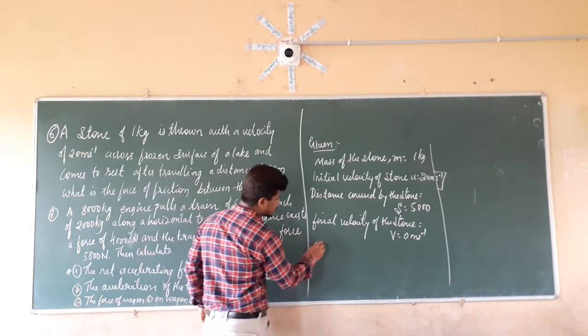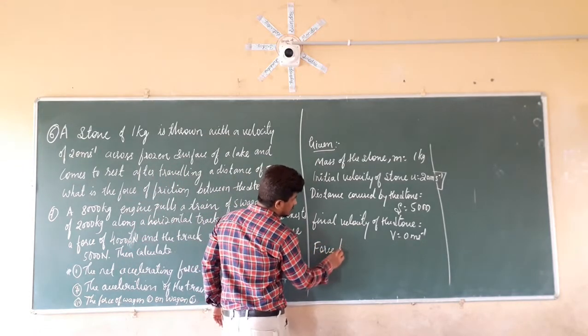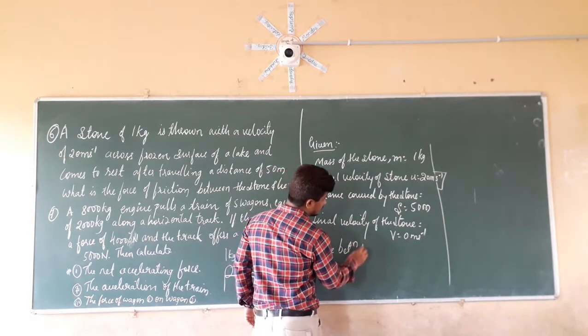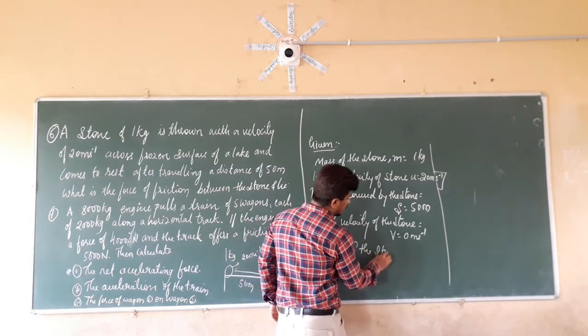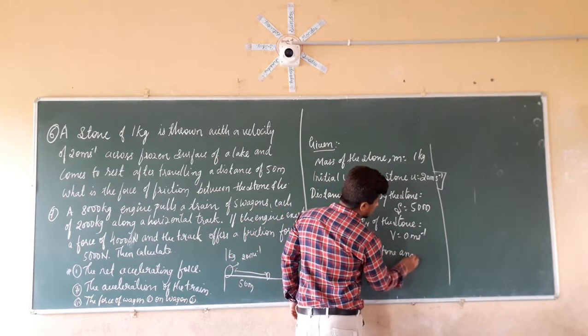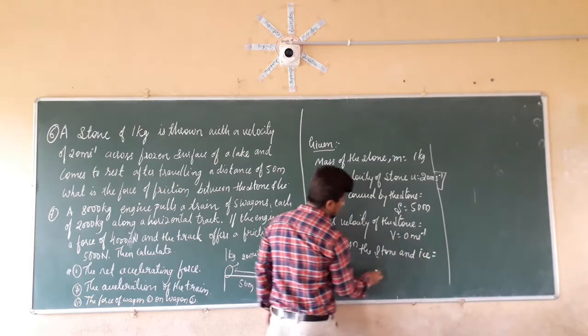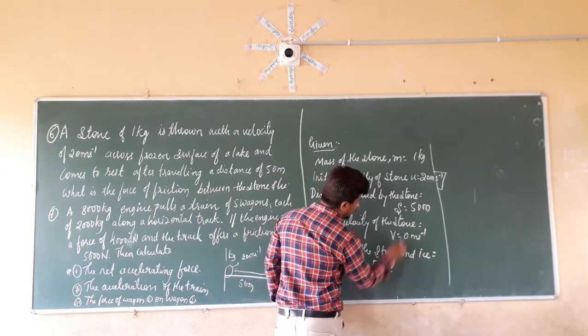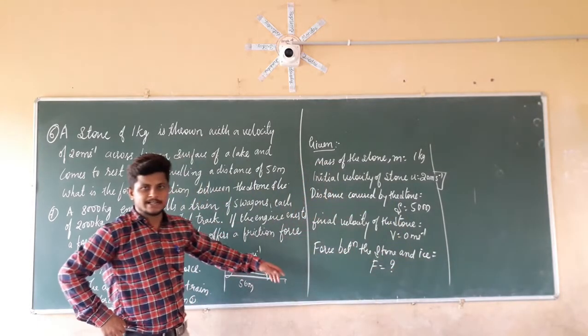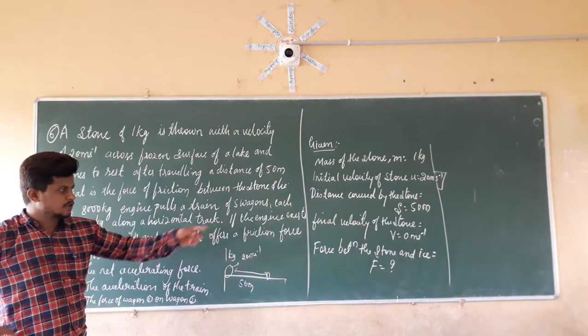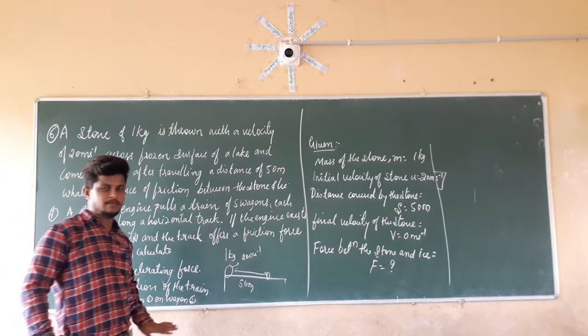So the force between the stone and ice, let it be F, which is equal to question mark. We have to calculate that thing. So for that reason, the force between the stone and the ice F is equal to question mark.